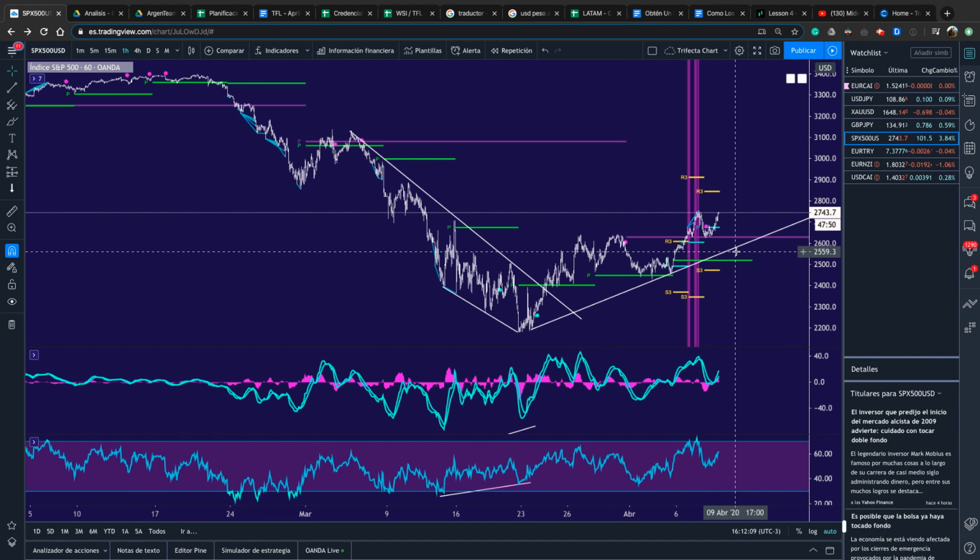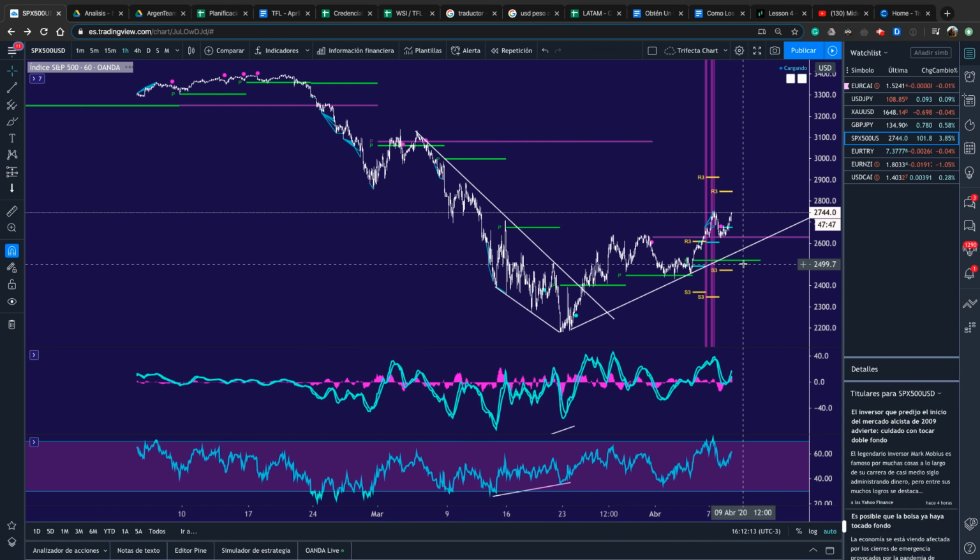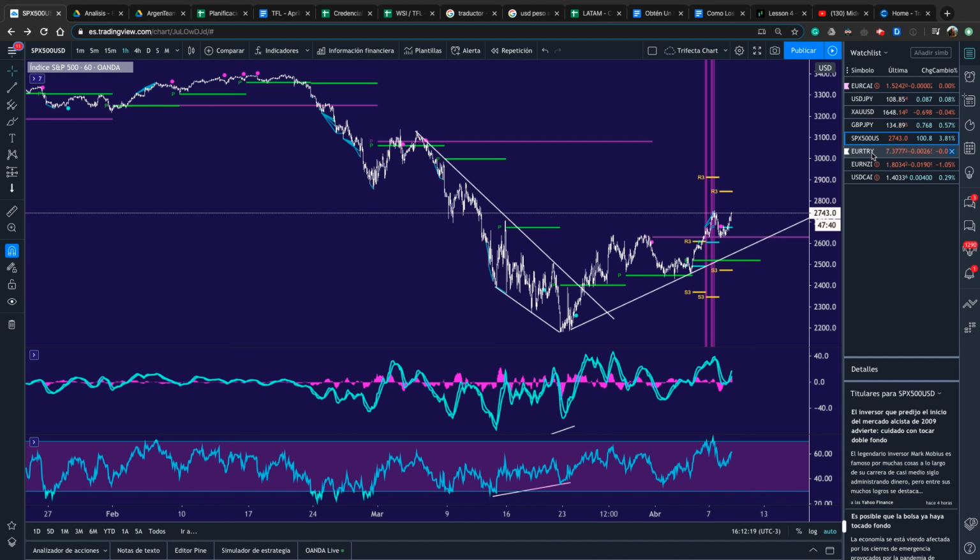Pay attention to these trend lines and these levels, because we may have a good opportunity here, but we need to be super careful with this.